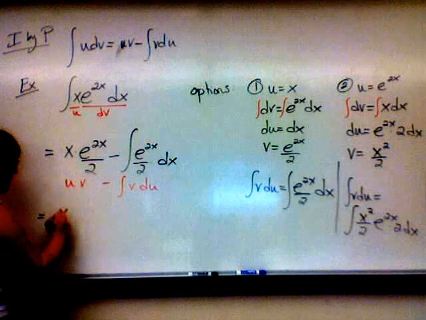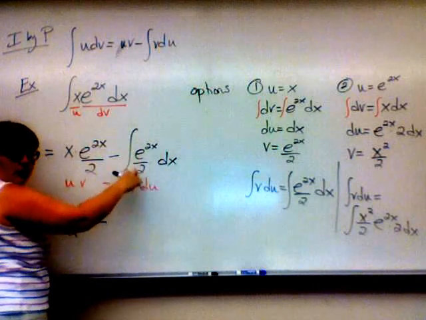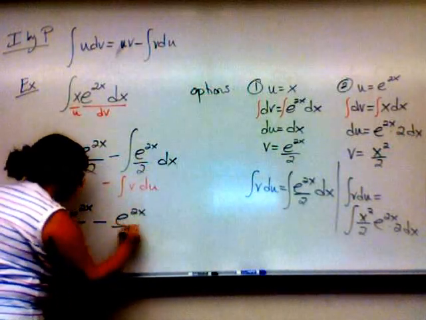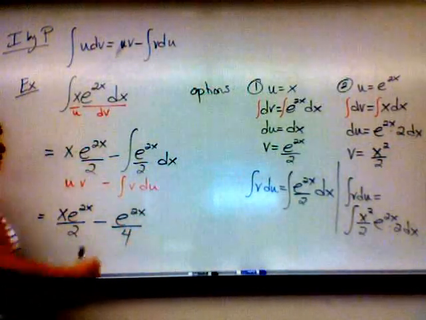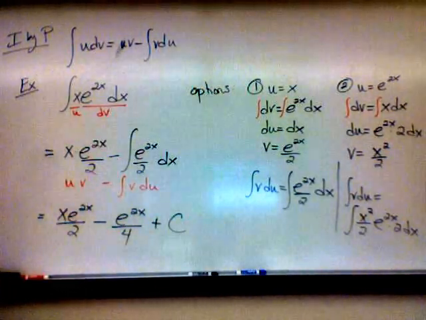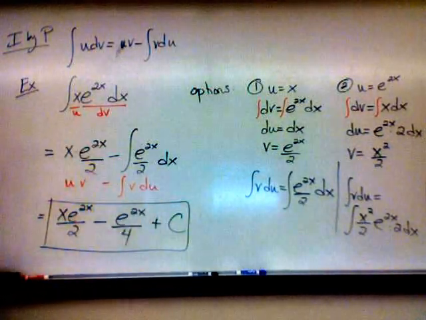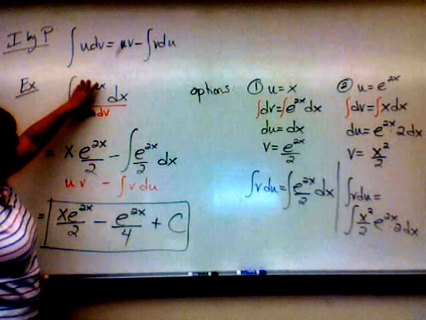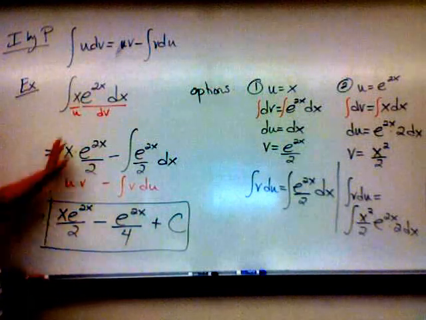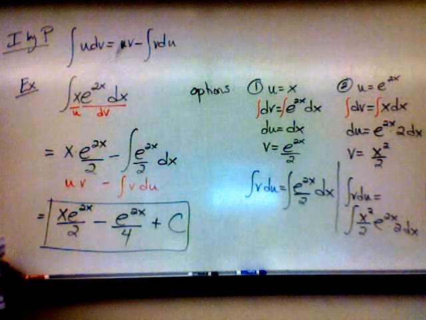The first expression is x e to the 2x over 2 minus, what is this thing's antiderivative? This thing's antiderivative is e to the 2x over 2, but there's already a 2 down there, so they interact to make a 4. And let's not forget, these are indefinite integrals, so this needs a constant of integration, a big C. Okay? And so this is our antiderivative of this indefinite integral. Right? So again, we take the derivative of this expression down here, and we get x e to the 2x. That's their relationship.